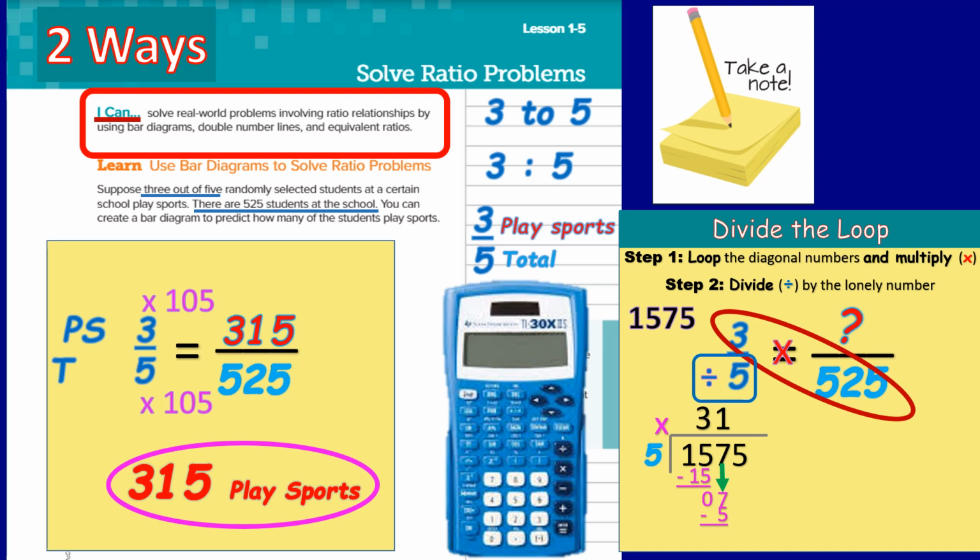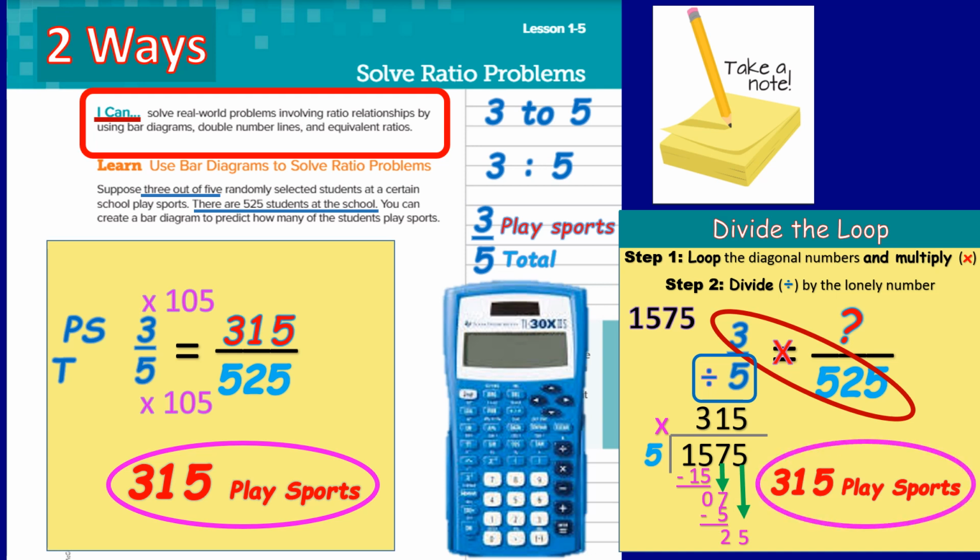Now I can do my subtraction. 7 minus 5 is 2. I bring down my next number, which is 5. And then I'm going to ask myself, how many times will 5 go into 25? Well, 5 goes into 25 5 times. So we end up with our answer by just doing that setup. 315. Notice it's the exact same thing.